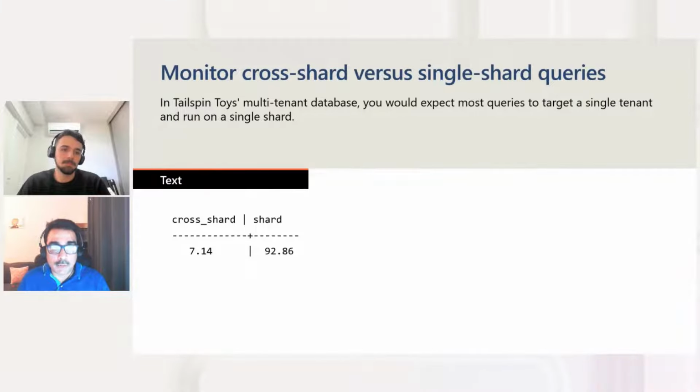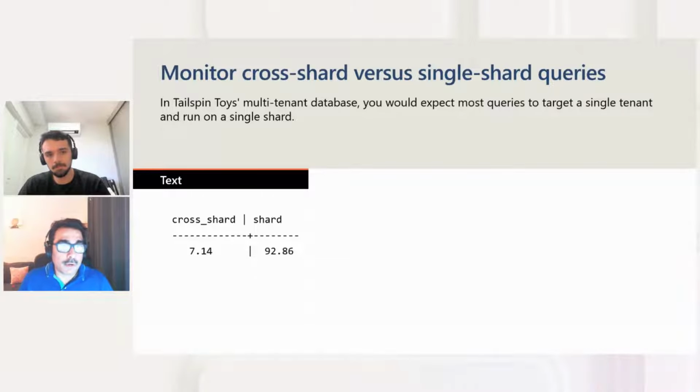We are also monitoring how many queries are going against a single shard and how many are going cross-shard. There can be a situation where, although you have done the distribution and ensured co-location, you are still querying multiple tenant IDs, and those tenant IDs might be residing on different worker nodes. So you're doing a cross-shard query.